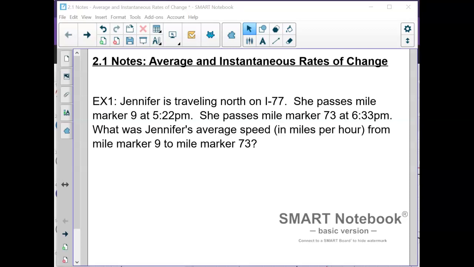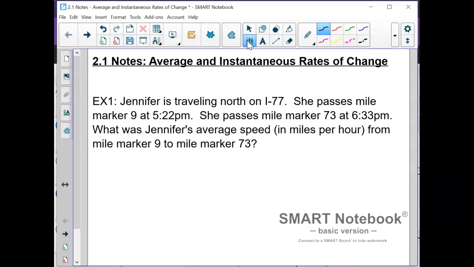Okay. In this unit, we are going to start looking at derivatives, and derivatives give us the instantaneous rate of change of something. So the first thing that we're going to start off talking about today is the average rate of change versus the instantaneous rate of change. An average rate of change is something that we already know how to find, whereas instantaneous rate of change requires some knowledge of calculus to be able to determine.